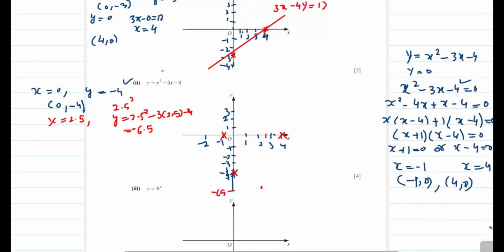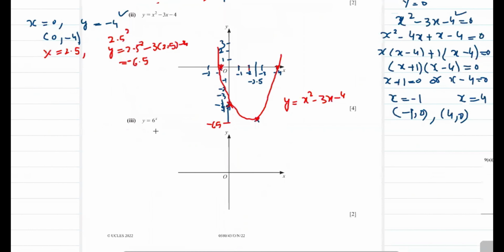Now we join these points. Now to join these points, and this is the graph of y equal to x square minus 3x minus 4. And this is the quadratic graph.